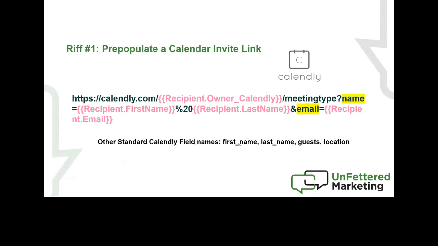Now there are other field names available: first name, last name, guest location. Depending on how you set up your field, this is the standard one. But here I've actually taken the HTML for the recipient first name and the recipient last name and stuck this %20 in between, which is going to render a space. So what that does then when you land on the Calendly page is it puts in first name, last name, and email. Now that renders, even though the first page of Calendly is not that form. It's actually where you're picking your time.